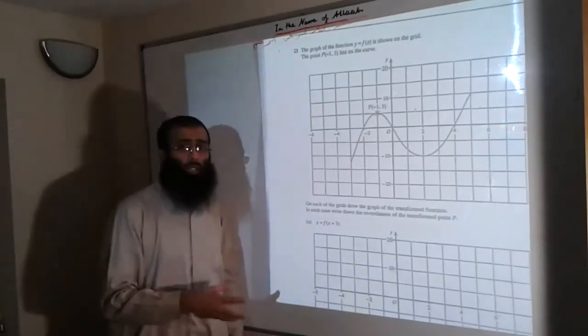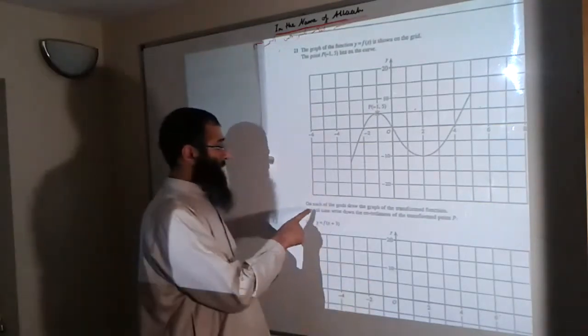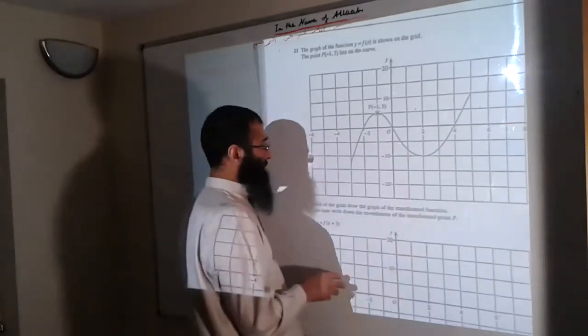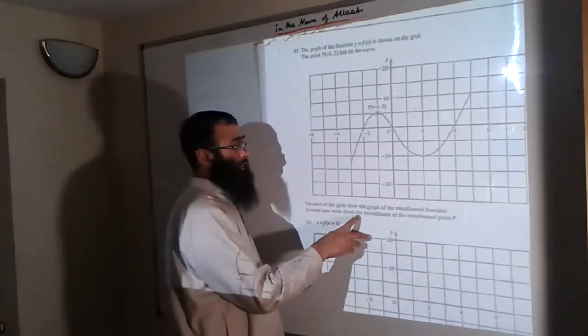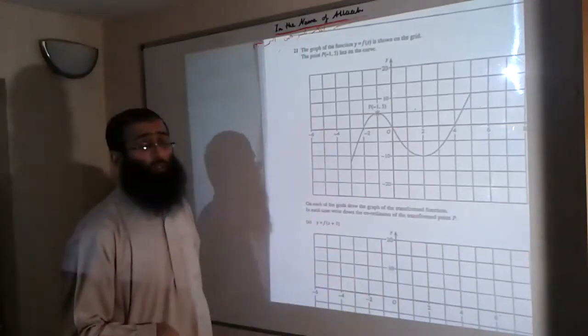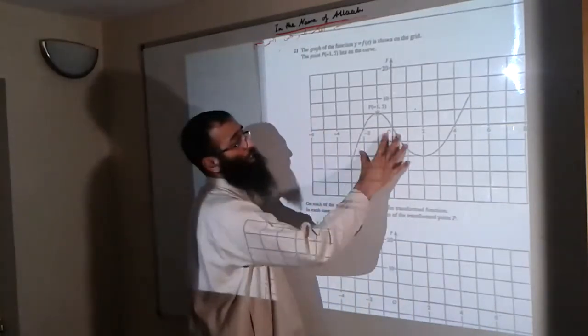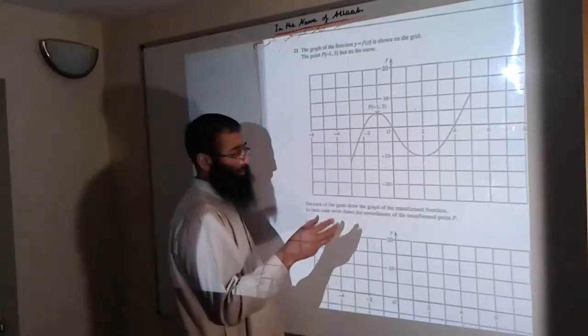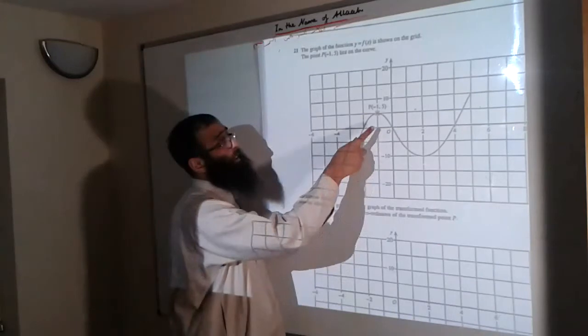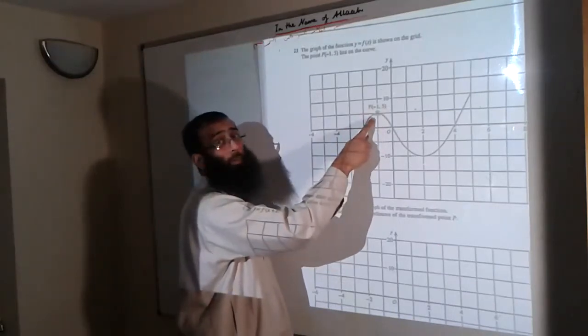What we need to do is they're going to give us 3 different scenarios. On each of the grids, draw the graph of the transformed function. In each case, write down the coordinates of the transformed point P. So they want us to transform this function in 3 different ways, and they're going to tell us what to do. And we need to tell the examiner exactly where this point ends up.